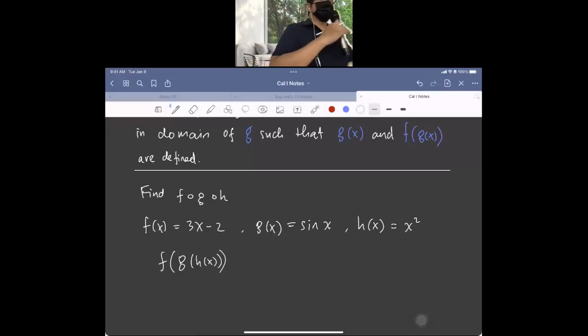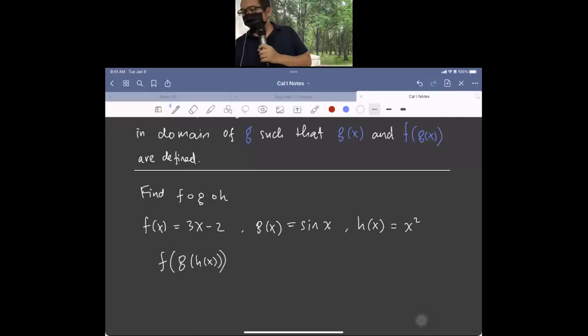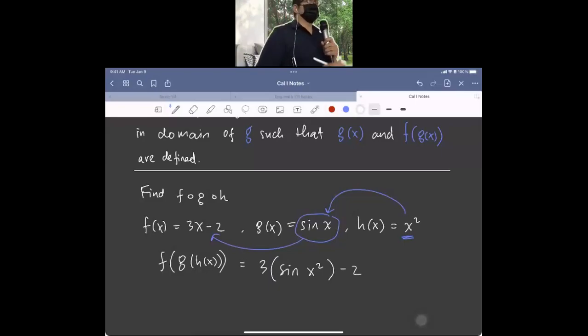So first we are going backwards from H, going to G, going to F, right? From here, x squared, we put inside here, and then put the whole thing inside here. So this is going to be 3 sine x squared minus 2. Okay? I think the logic should be following the back side of the function, like the inside of the functions, and then going out layer by layer. Okay?